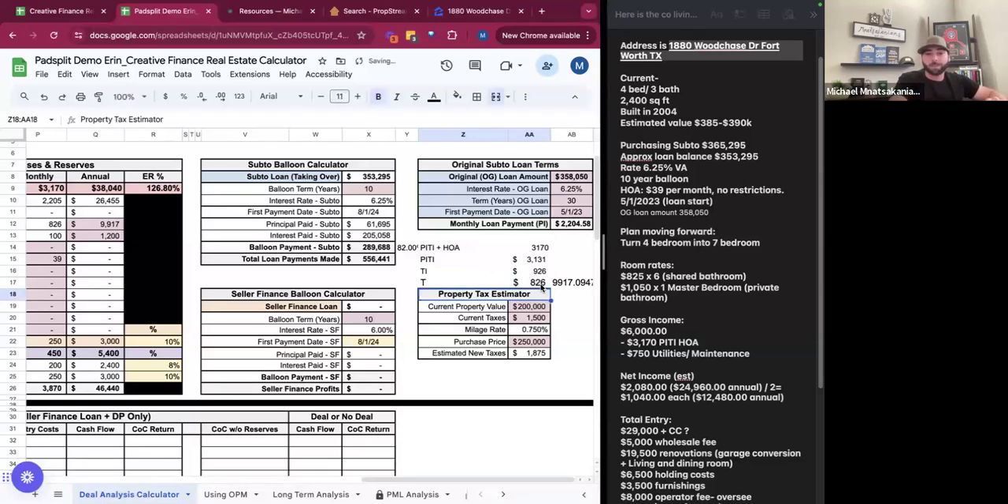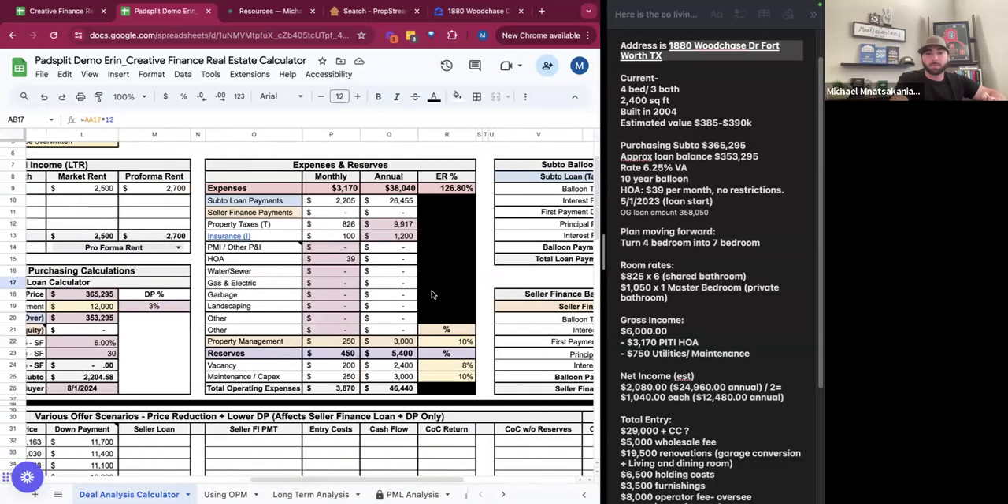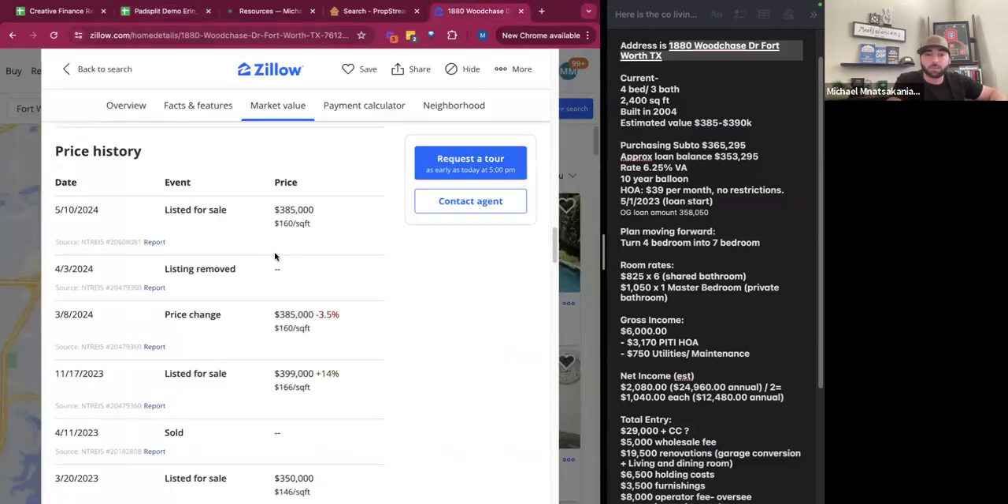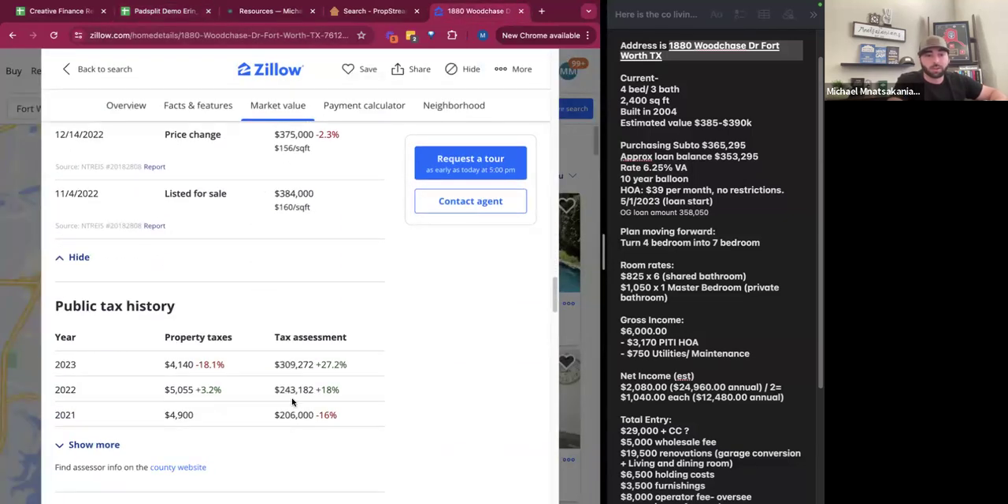Tax, we got what that translates to annually, and then plug those numbers in. So we have our $100 a month for insurance, which is $1,200 a year, $826 a month for property tax, which is $9,917.